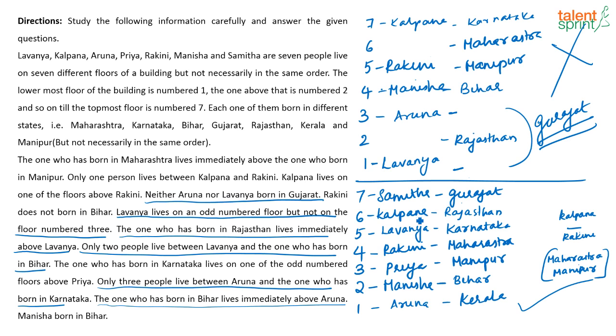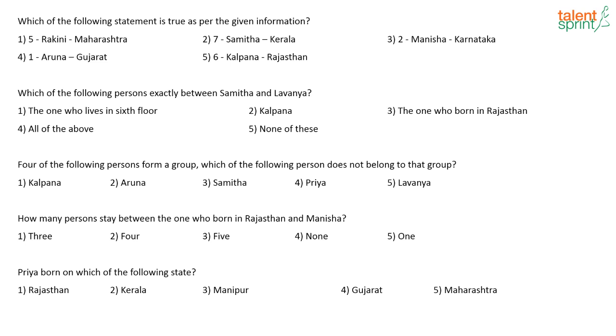Samita Gujarat, Kalpana Rajasthan, Lavanya Karnataka, Ragini Maharashtra, Priya Manipur, Manisha Bihar and Aruna Kerala. This is actually an easy one, not very difficult. You will get the answer fast for this. Now let us look at the questions that follow. Which of the following statements is true as per the given information? Which of the following statements is true? Let's just check.